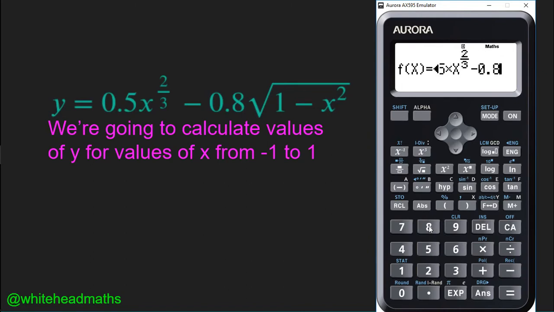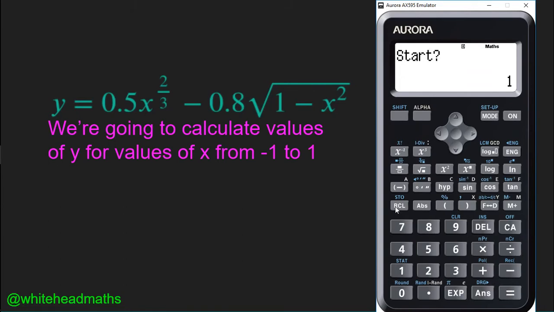minus 0.8 times square root button. I'm going to need another x, so this is alpha x. There's my x and x squared. Brilliant. So I just press equals at this point.